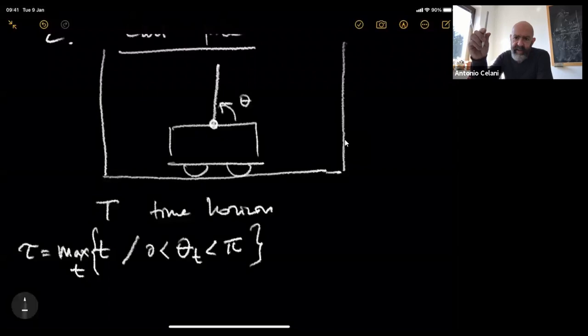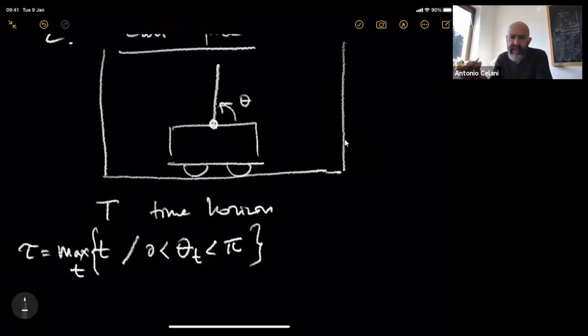So you start with theta equal pi halves. And then as long as it's not on either side, you keep on counting time, and then you stop your episode. Or if you go all the way until tau, then you're happy because it means that you went until the end without falling. And of course you cannot get out of the boundaries.